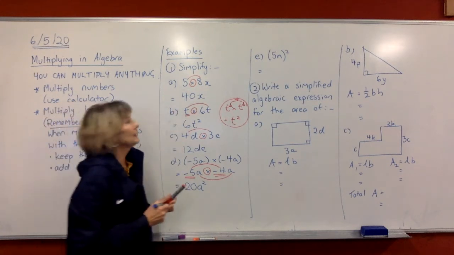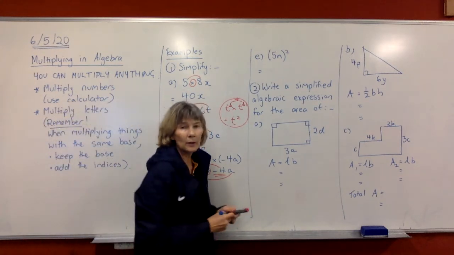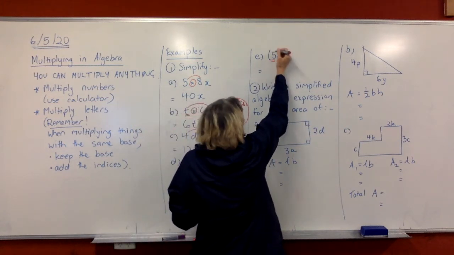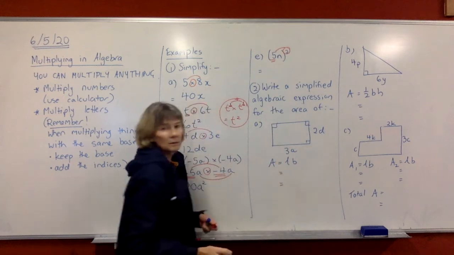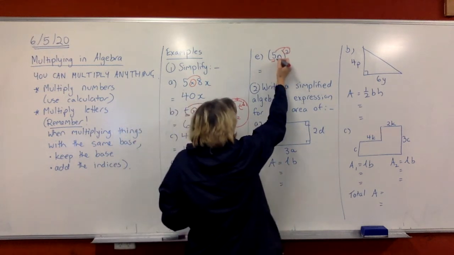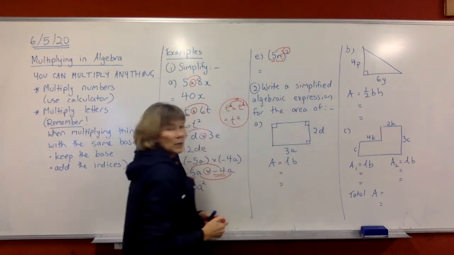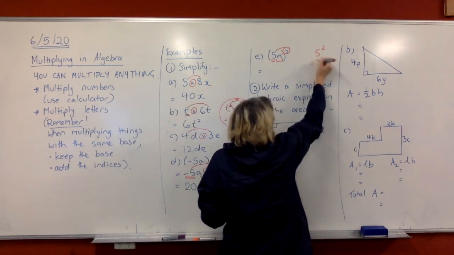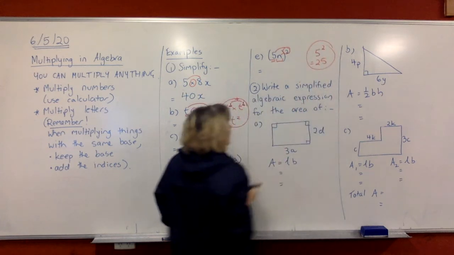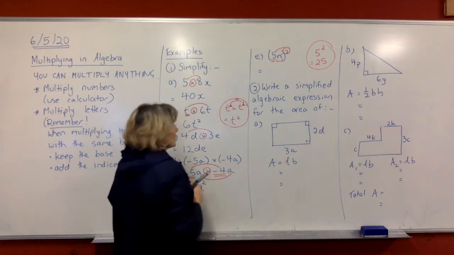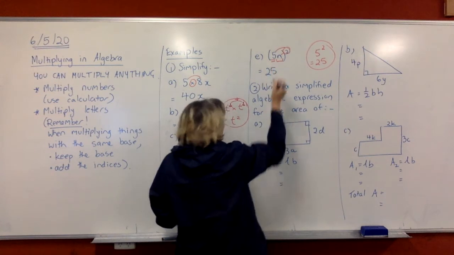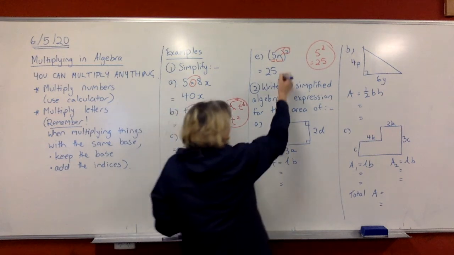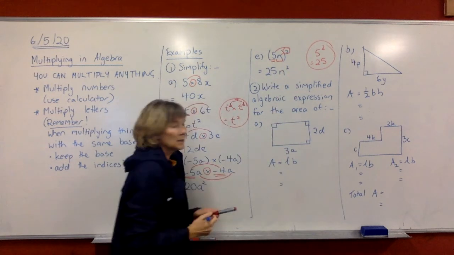Okay, the next one, E. When you have a bracket with a power outside it, you have to make sure that you do the number to that power and the letter to that power. So if we use our calculator and do 5 squared, it will give you 25. So we're going to write that 25 down first. And then you're going to do the letters yourself. So n squared is just n squared. And that's the answer to that.